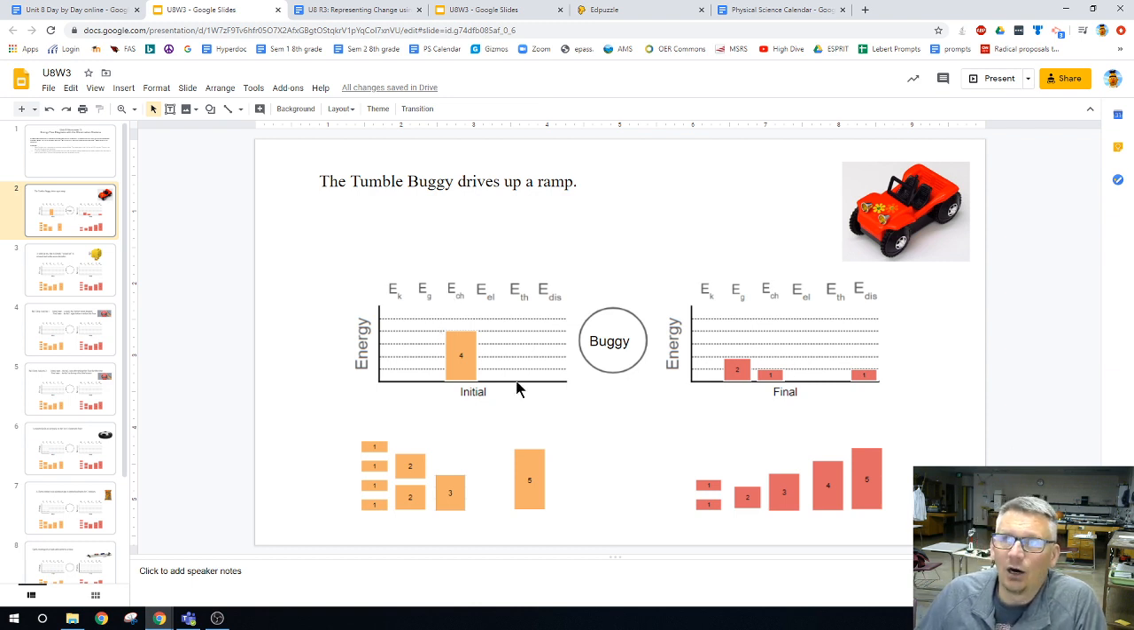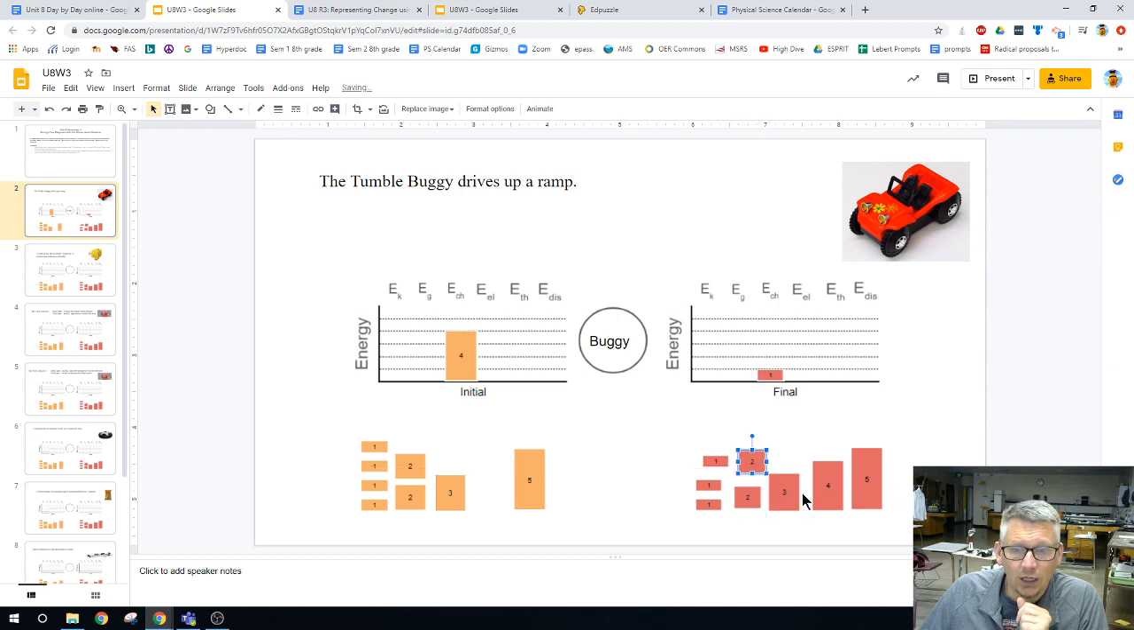And like our pie charts or data tables, this is your story. How do you see it? Someone might say that, you know what, no energy was dissipated. And maybe it was going to be 3 gravitational instead of 2. And that becomes your story as it plays out.